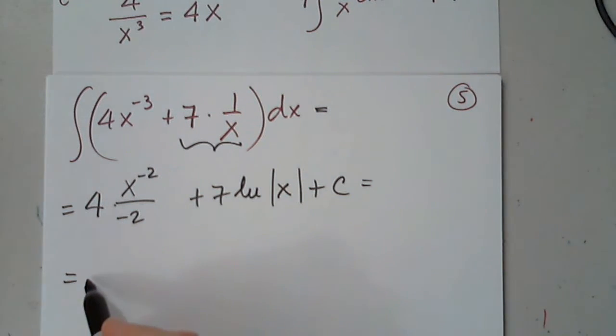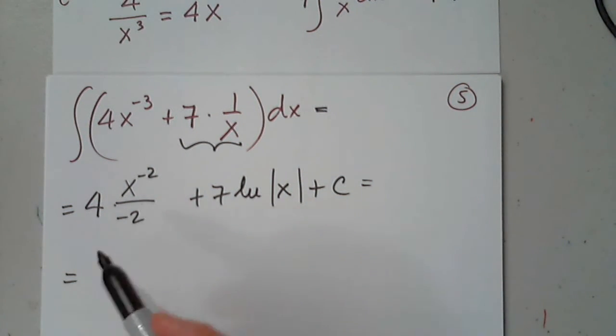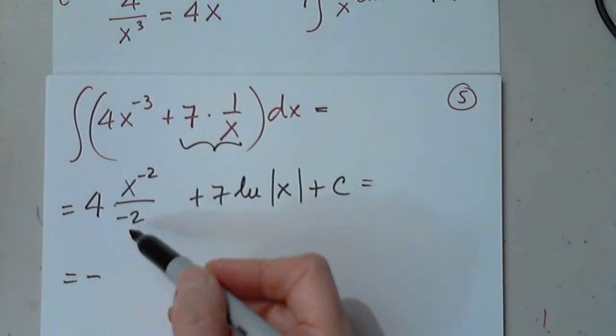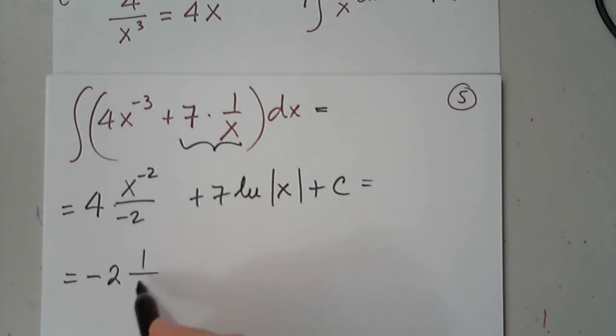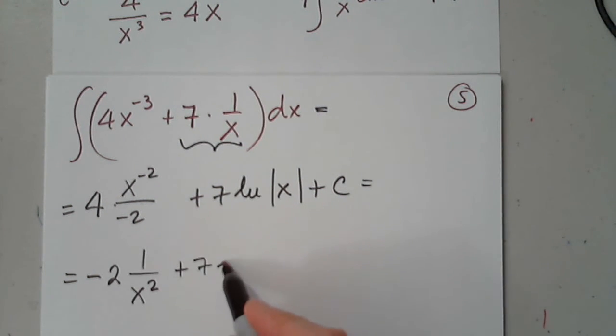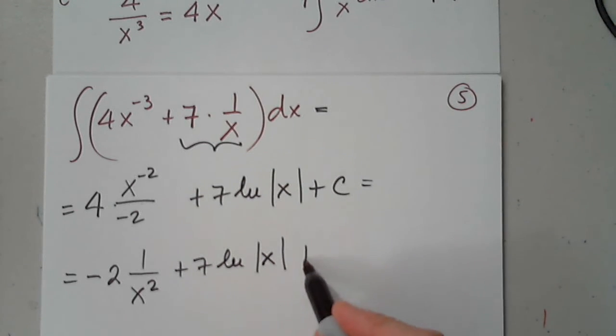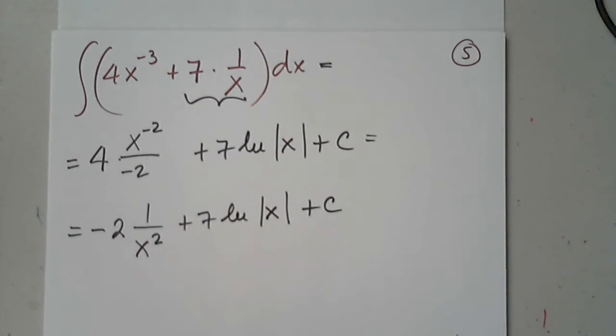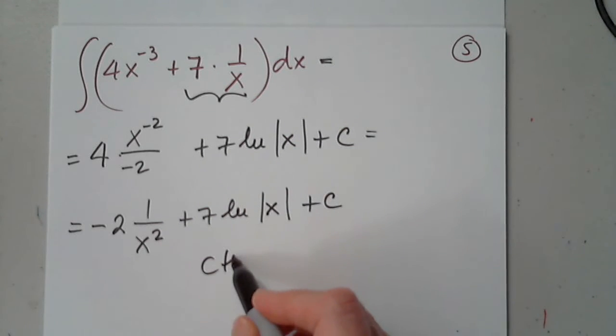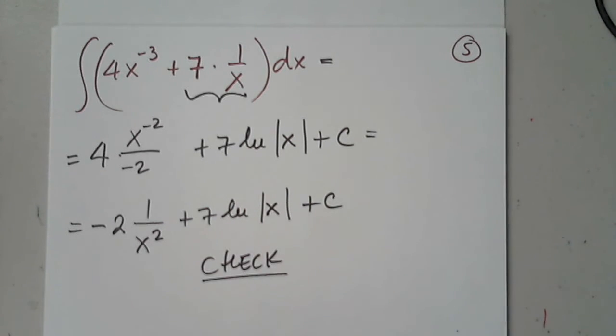So I will simplify as negative, because I have a negative in front. It's 4 over 2, so it's negative 2, 1 over x squared plus 7 natural log of the absolute value of x plus a constant c. If you say, show me, I don't trust this, okay, let's check.